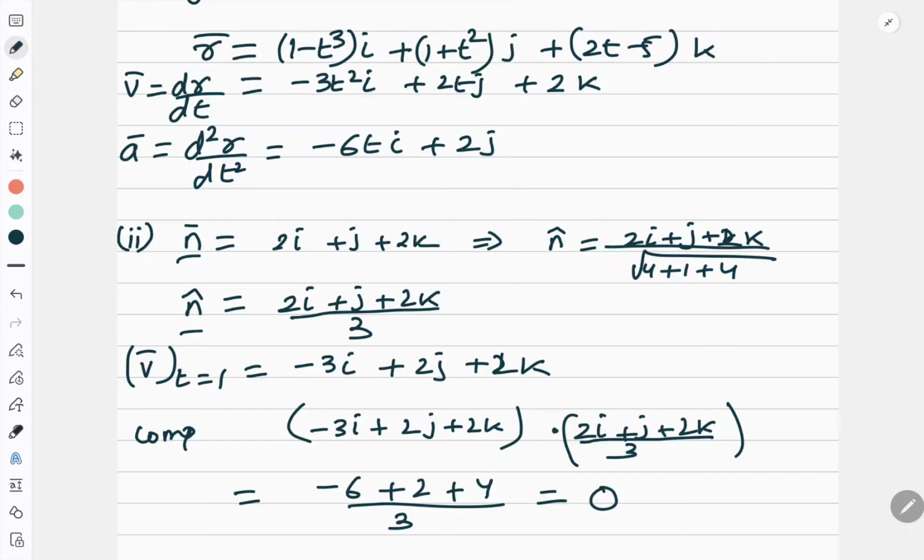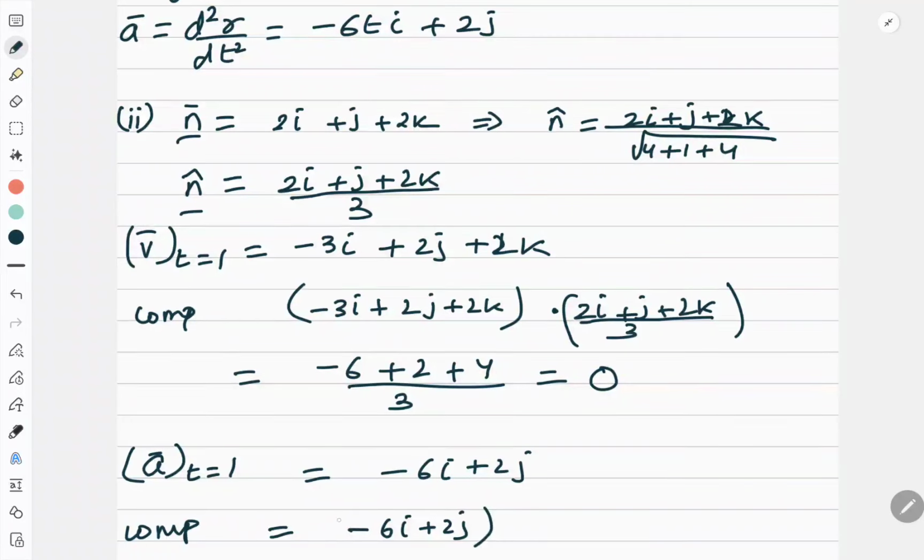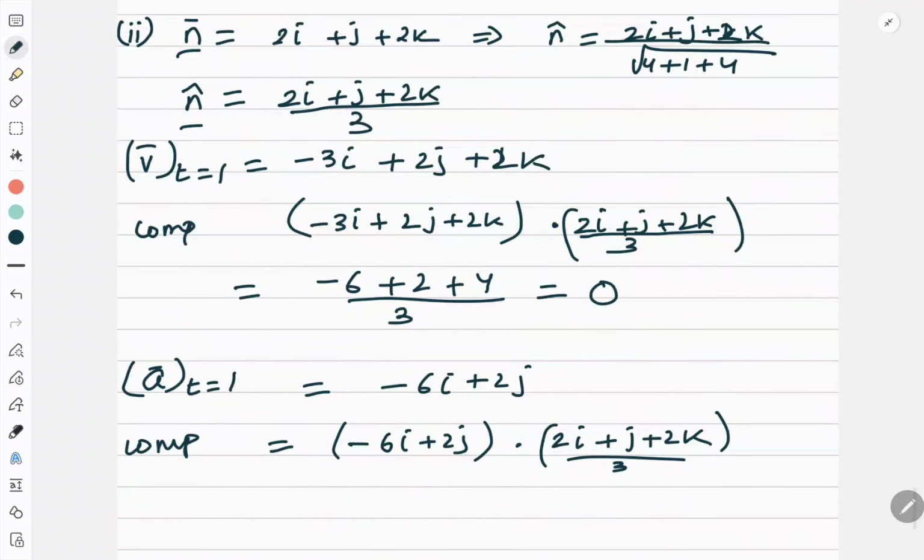Okay. Now let's talk about the acceleration component. First find out acceleration at t is equal to 1. So at t is equal to 1, acceleration is equal to minus 6i plus 2j. Now when I am doing the component, what will be the formula? Minus 6i plus 2j, that is acceleration, dot, in which direction? In this direction. So now let's do the dot product. Minus 12 plus 2 upon 3, so minus 10 by 3. So these are the components of velocity and acceleration.